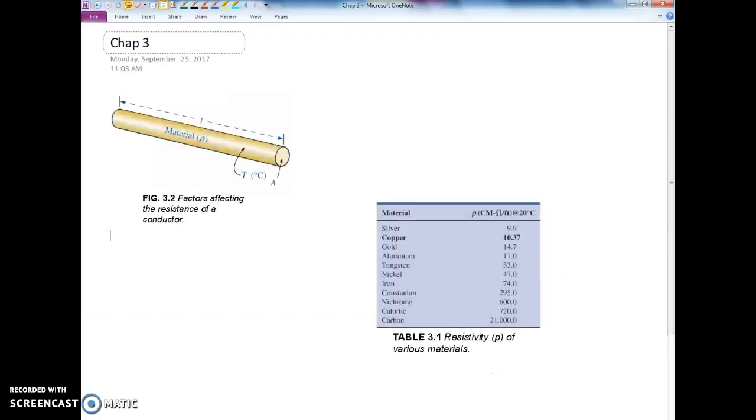Okay, so if you want to follow along in your books, I am on page 68 and 69 right now. And we need to talk about the general resistance of any material. And it's defined as R equal to rho times the length of the material divided by the area.